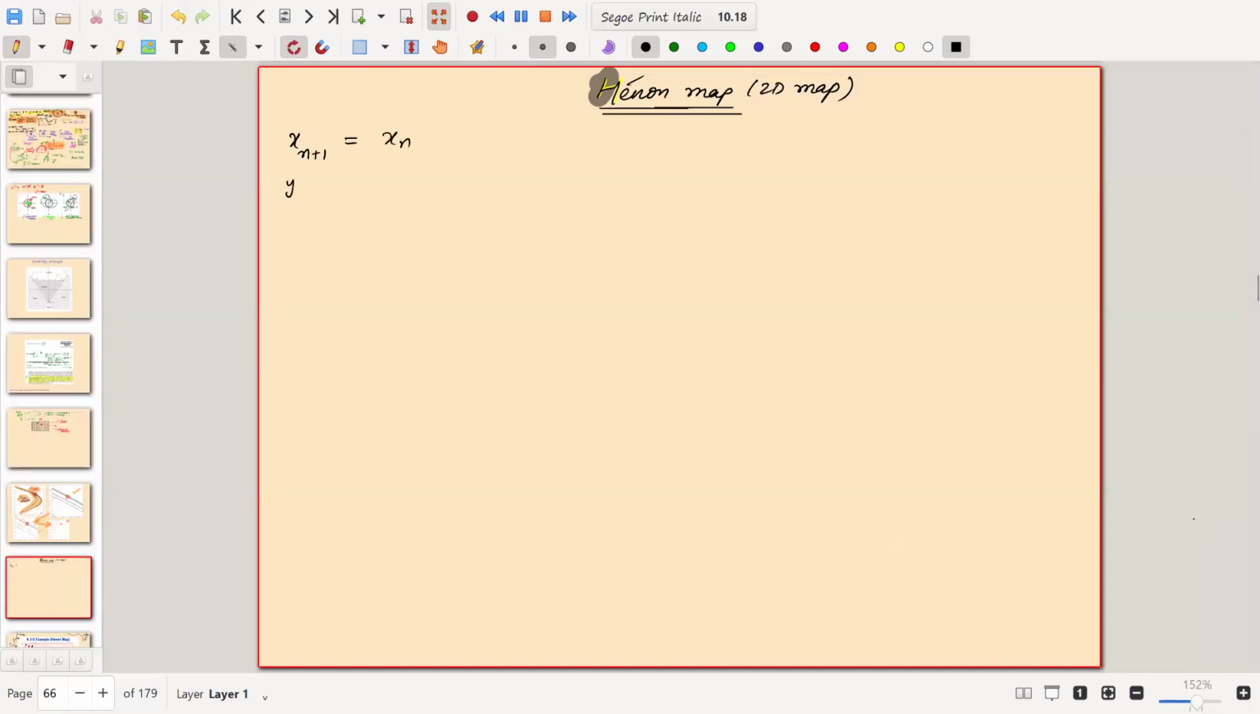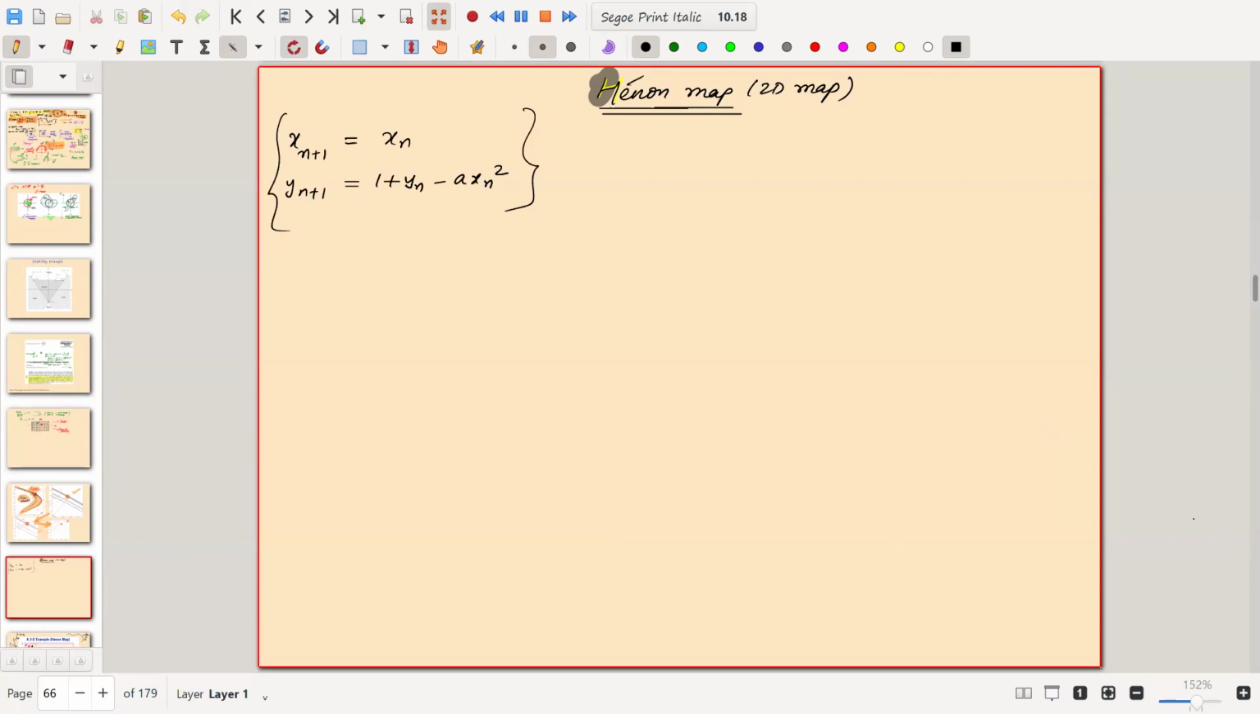Xn plus 1 is equal to Yn, and Yn plus 1 is equal to 1 plus Yn minus A Xn square, right? Is it fine? This is the 2D map. Is it correct? Correct, right? Okay. So this is the 2D map. Now, how can we analyze this 2D map? That is the question.